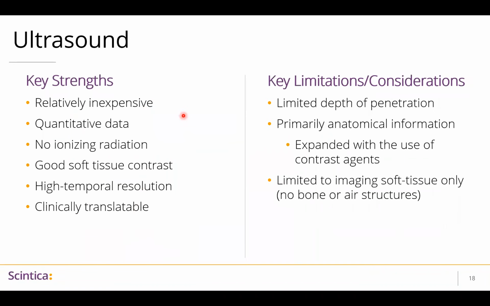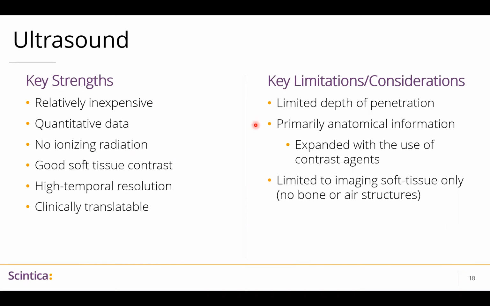So the key strengths, ultrasound is typically relatively inexpensive. You can get quantifiable data. There's no ionizing radiation. We can see most of the soft tissues, and there's high temporal resolution. And of course, it's clinically translatable. We need to consider the frequency of the sound, the resolution needed, and the depth of penetration that would be required.